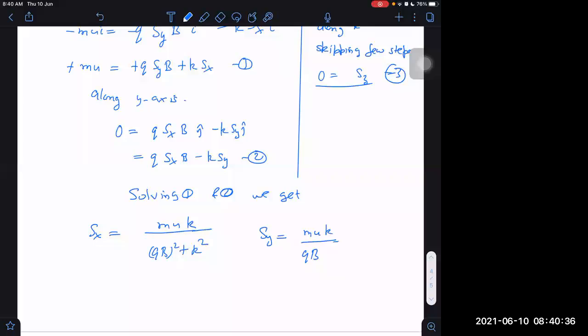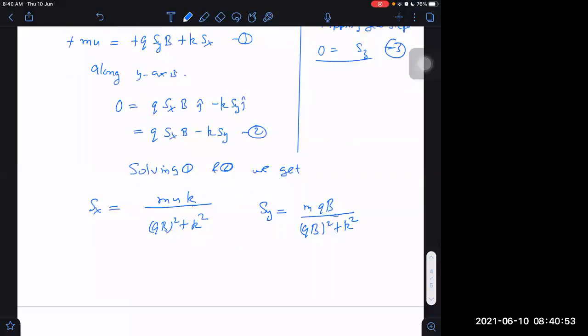Numerator is mu into QB, sir. Numerator mu QB divided by QB whole square plus K square. K square, B square. U in the numerator.